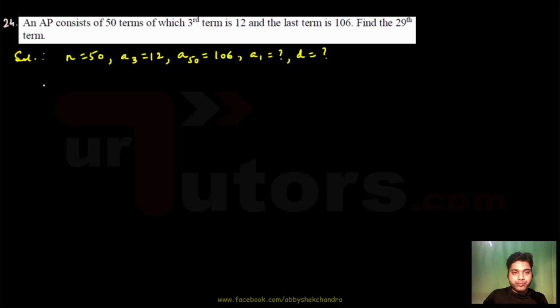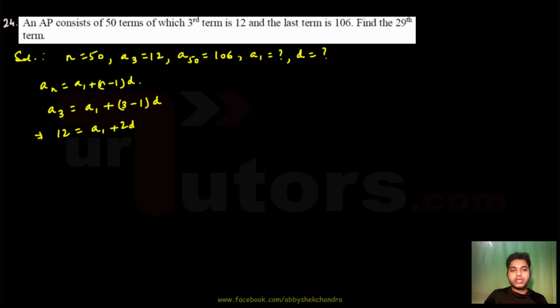So for A3, we're going to use an equal to a1 plus n minus 1 into d, right? So a3 will be equal to a1, that we don't know, n will be 3 here, minus 1 into d. What is a3? 12 equal to a1 plus 2d. Let's call it 1.